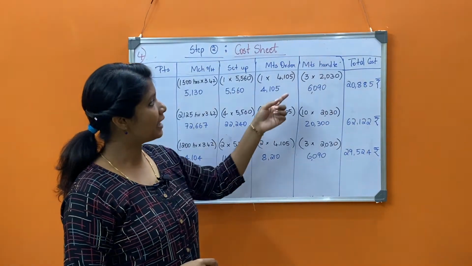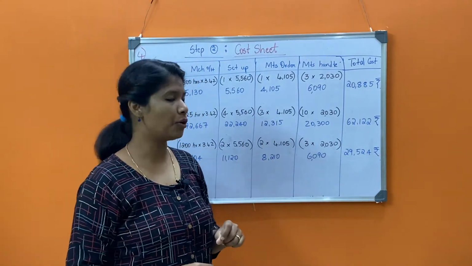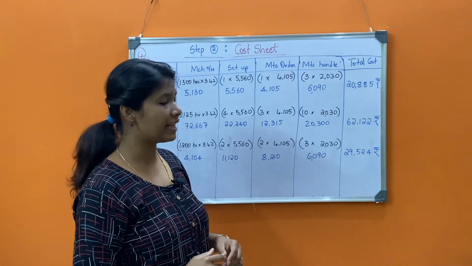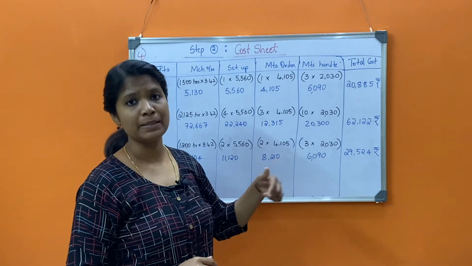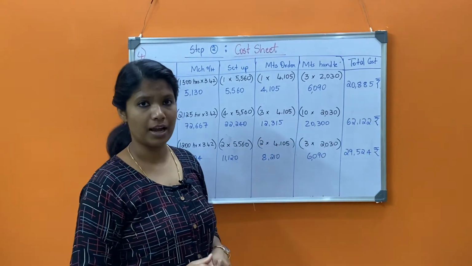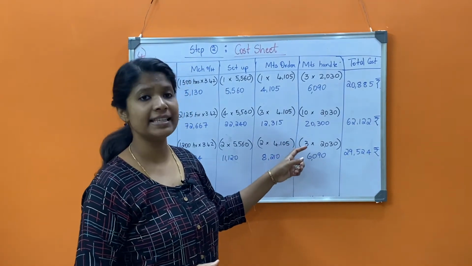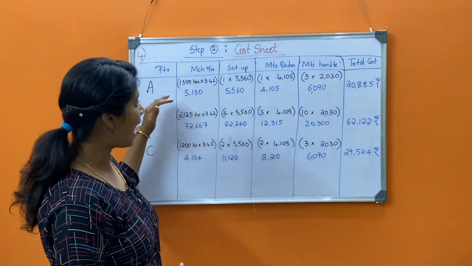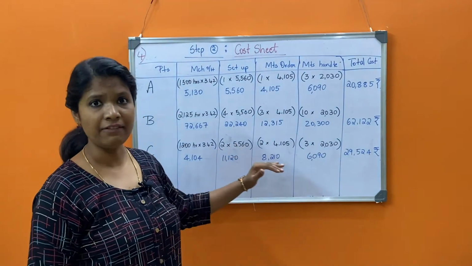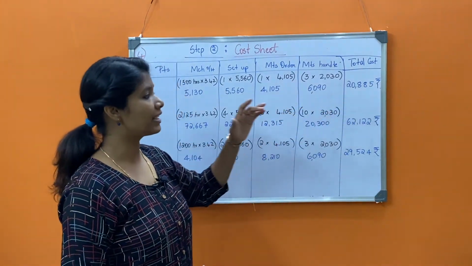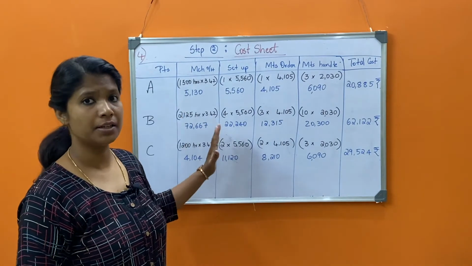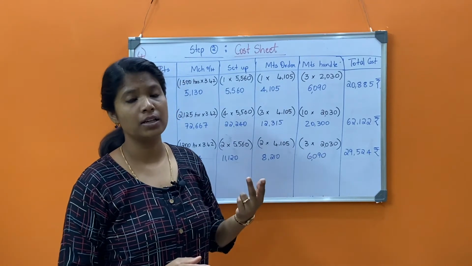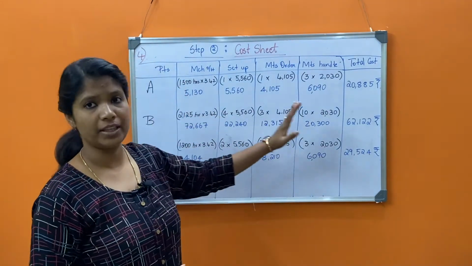8,210 rupees. The last activity, materials handling cost: for product A it's 3 times multiplied by the rate, 6,090 rupees. For product B it's 10 times multiplied with the rate, 20,300, and the last one, product C, is 3 times multiplied with the rate, 6,090 rupees. So these are the activities of individual products that we have totaled. We have only considered activities here because the question does not give us direct material cost or direct labor cost, so I have just started off with the overhead.